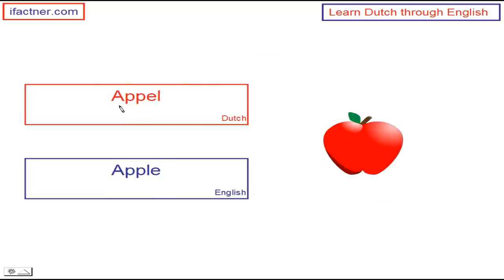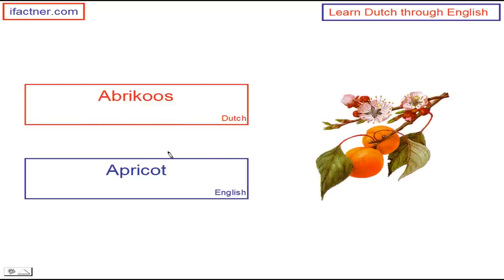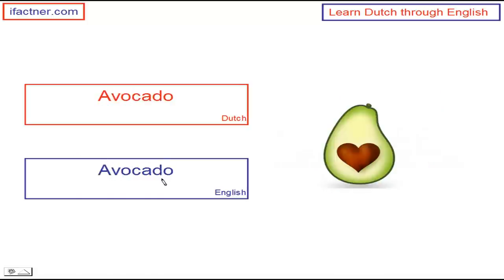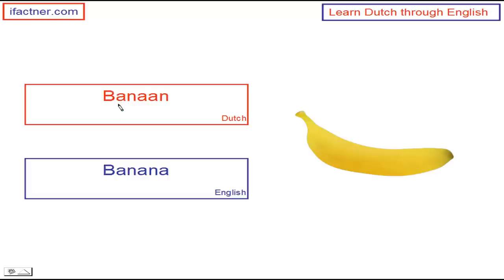Apple, appel. A-P-P-E-L. Apricot, abrikoos. A-B-R-I-K-O-O-S, abrikoos. Avocado is called avocado. A-V-O-C-A-D-O. Banana, banaan. B-A-N-A-A-N, banaan.